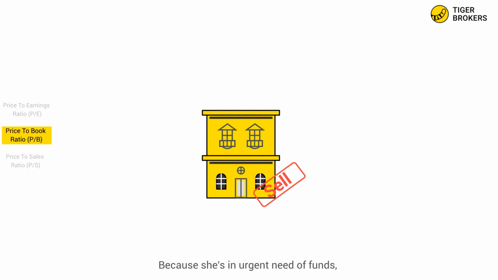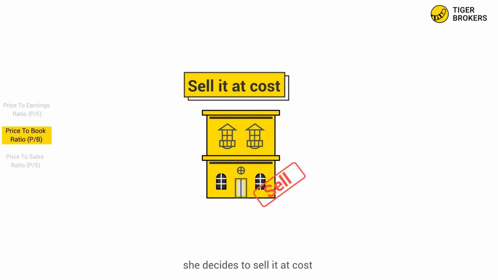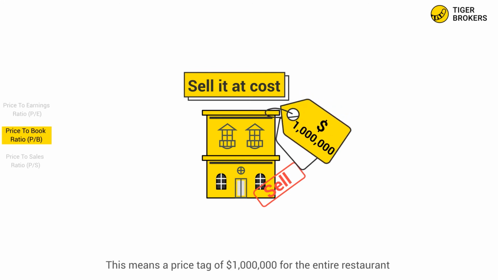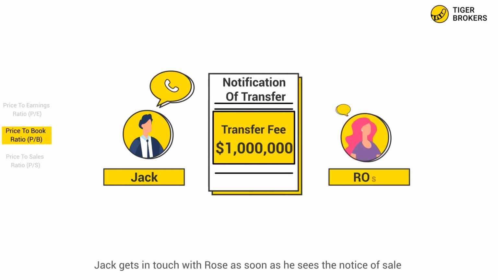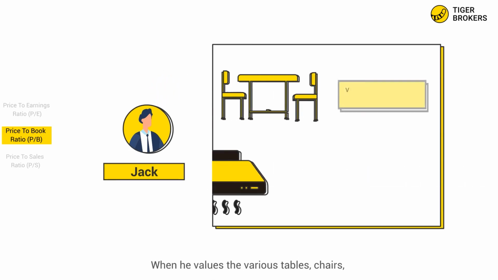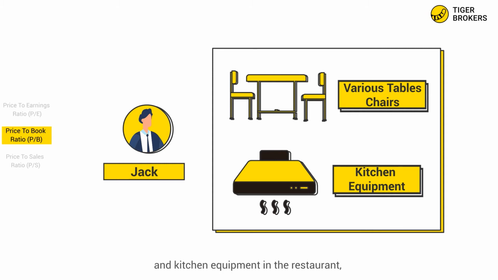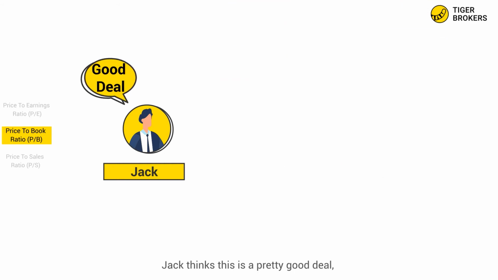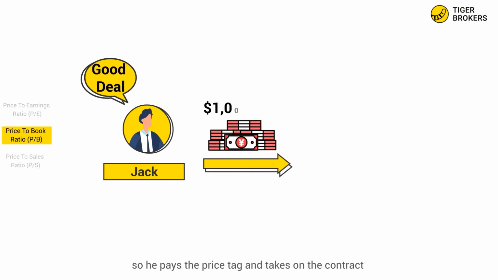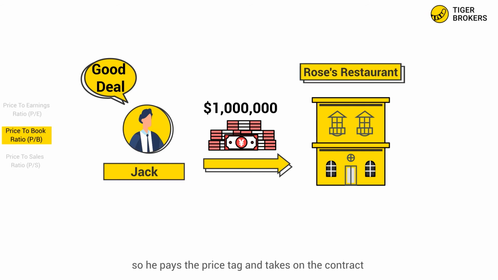Because she's in urgent need of funds, she decides to sell it at cost. This means a price tag of $1 million for the entire restaurant. Jack gets in touch with Rose as soon as he sees the notice of sale. When he values the various tables, chairs, and kitchen equipment in the restaurant, he finds that they alone amount to $1 million. Even if the restaurant doesn't do any more business, he won't lose money by selling them. Jack thinks this is a pretty good deal, so he pays the price tag and takes on the contract.